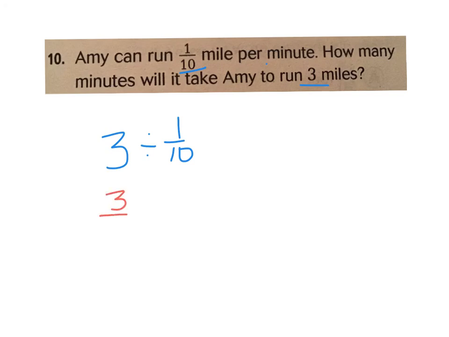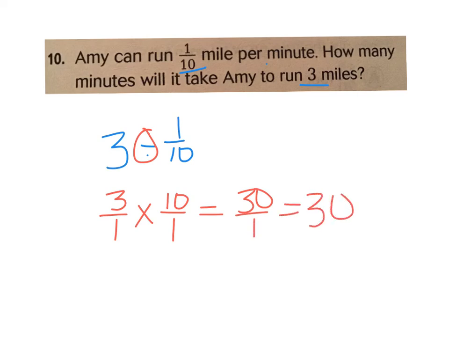Well, I would say that is 3 over 1 times 10 over 1, because you're changing the sign and you're flipping the second fraction. So then I get 3 times 10, which is 30, over 1, which is just 30. So then this is, she can do 1/10 of a mile per minute. So then this is per minute. So then I can say that it's going to take Amy 30 minutes to run 3 miles.